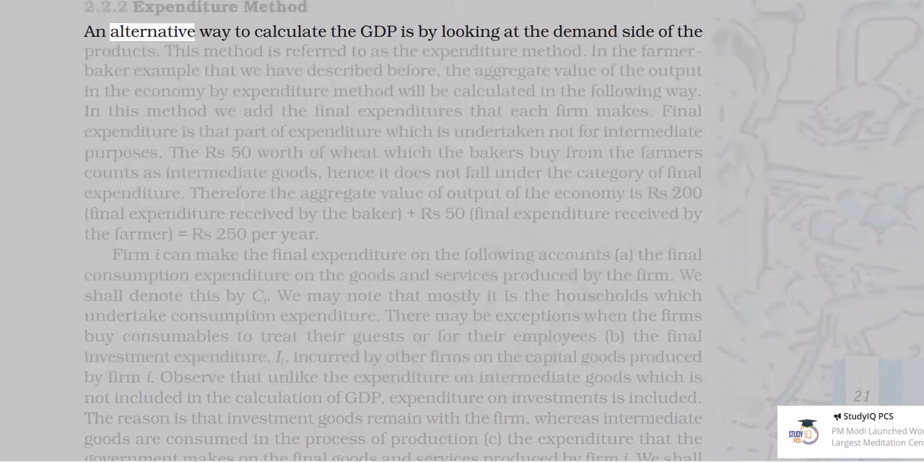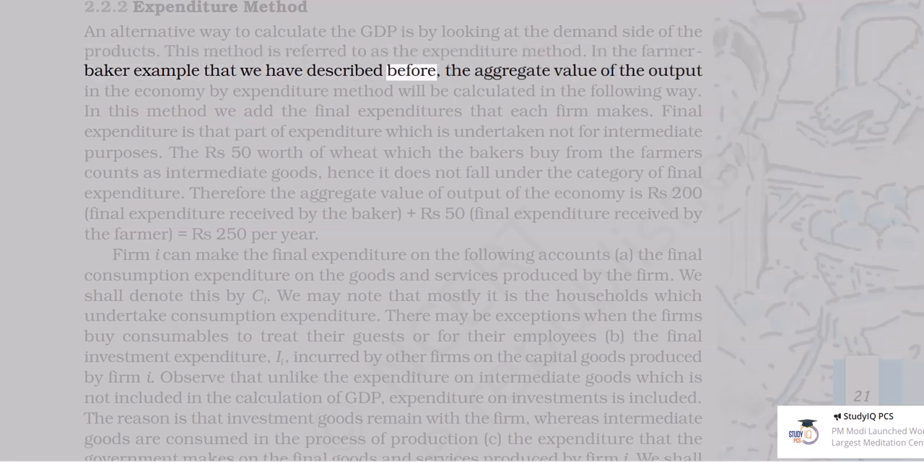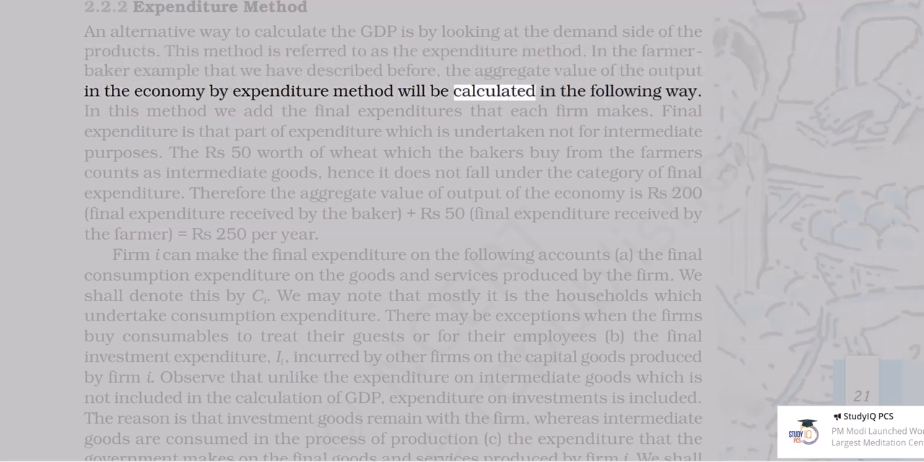2.2.2 Expenditure method. An alternative way to calculate the GDP is by looking at the demand side of the products. This method is referred to as the expenditure method. In the farmer-baker example that we have described before, the aggregate value of the output in the economy by the expenditure method will be calculated in the following way.